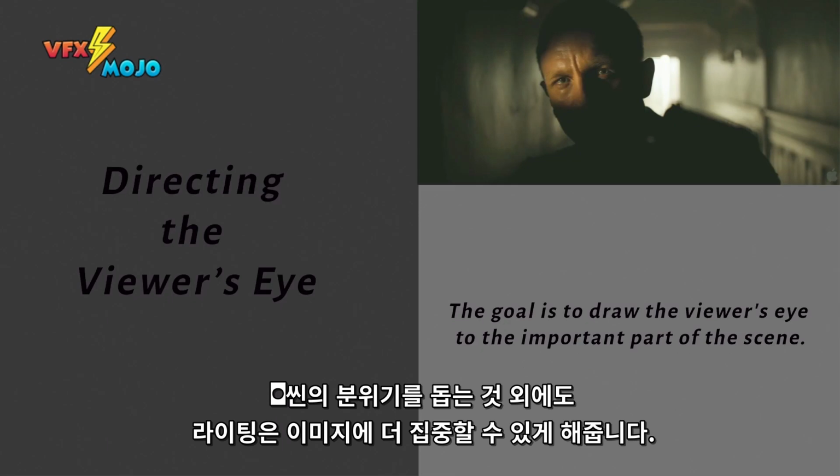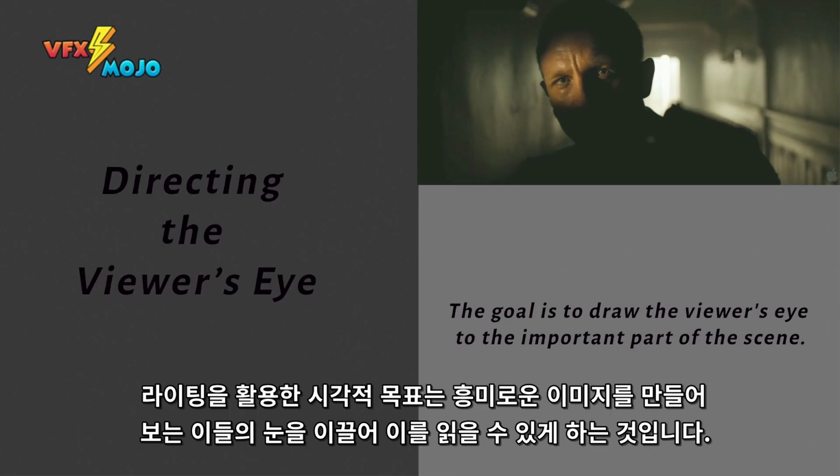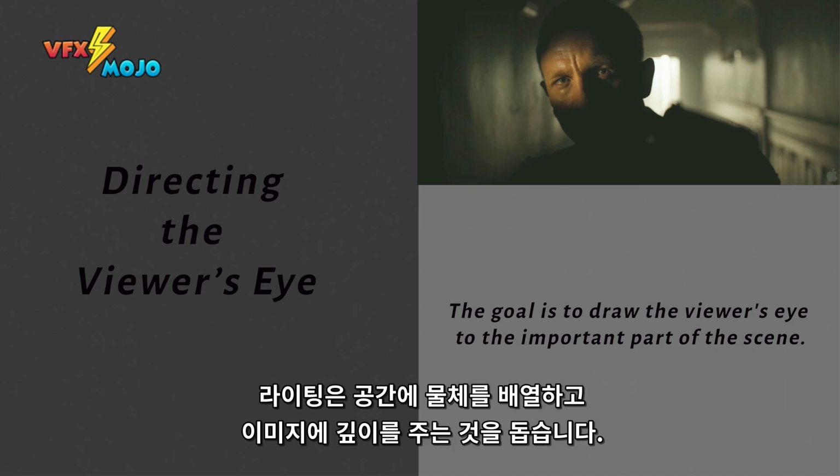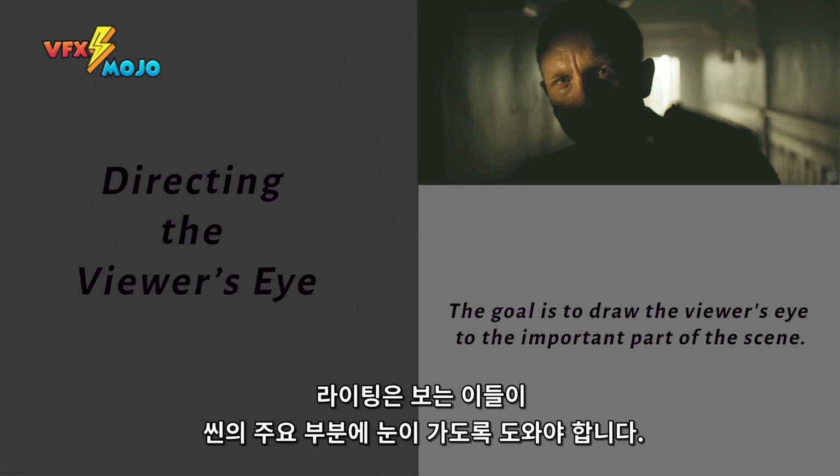Besides aiding the mood of a scene, lighting can help focus the image. The visual goal is to direct the viewer's eye using light, making things read, producing interesting images. Lighting can aid with arranging objects in space, give them depth, or generally give depth to the image. Lighting should help to draw the viewer's eyes to the important parts of a scene.